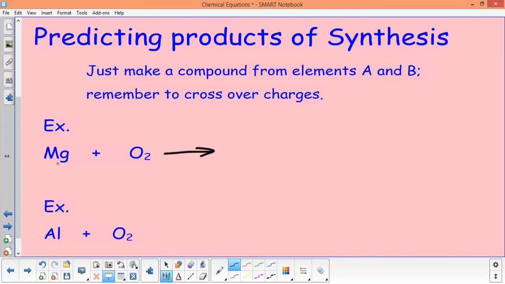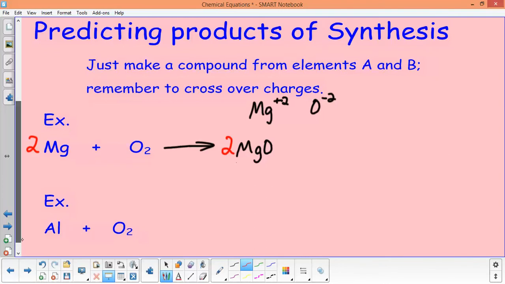So you have to combine magnesium and oxygen. So you remember to write the symbols and their charges. Those two cancel out, therefore the formula is MgO. Once you've written that, then you go back and balance it. So to balance this, I would need a 2 here to make 2 oxygens on this side, and then I would have to come over here and put a 2 there to make 2 magnesiums, and that's done.